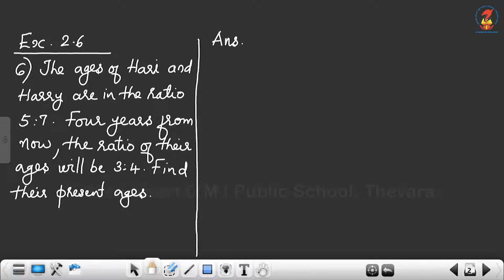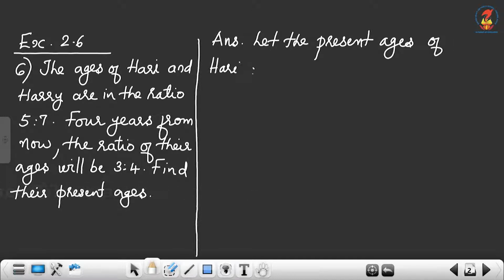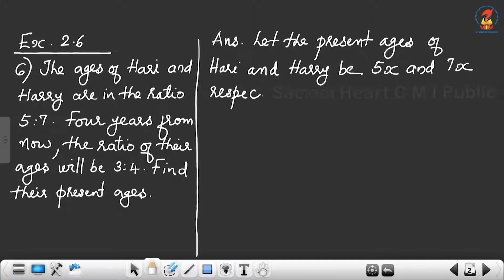Therefore, let the present ages of Hari and Hari be 5x and 7x respectively. Then 4 years from now.